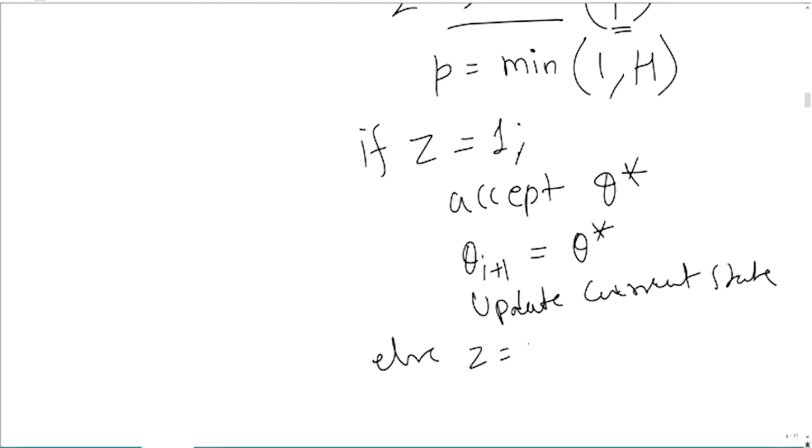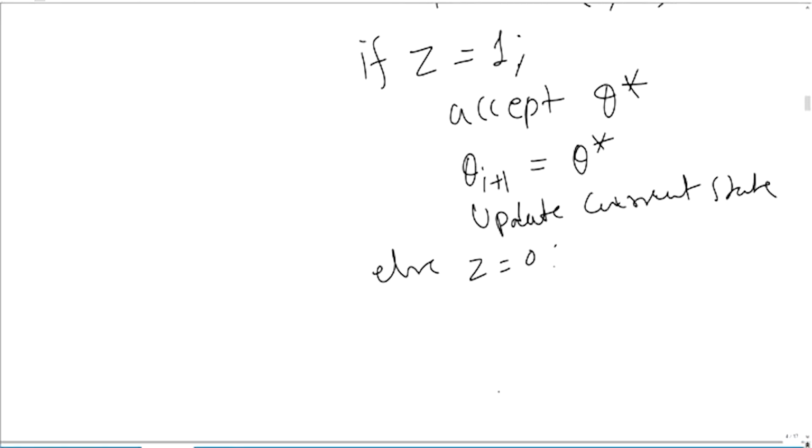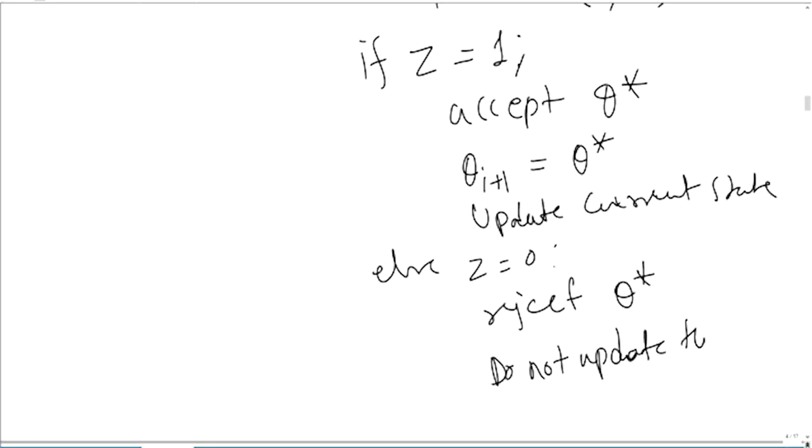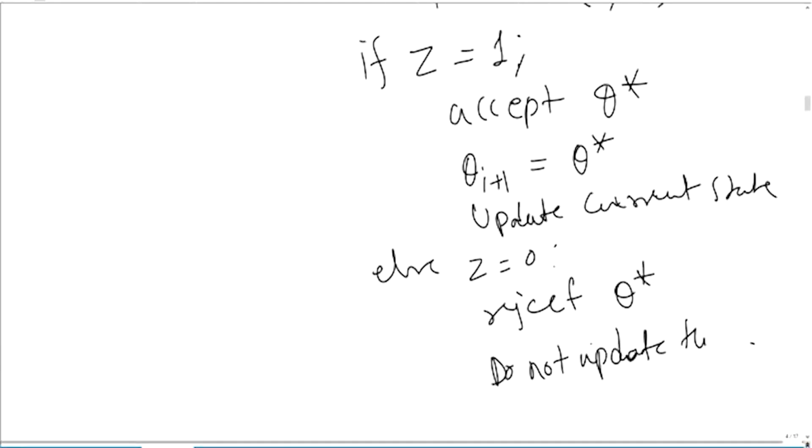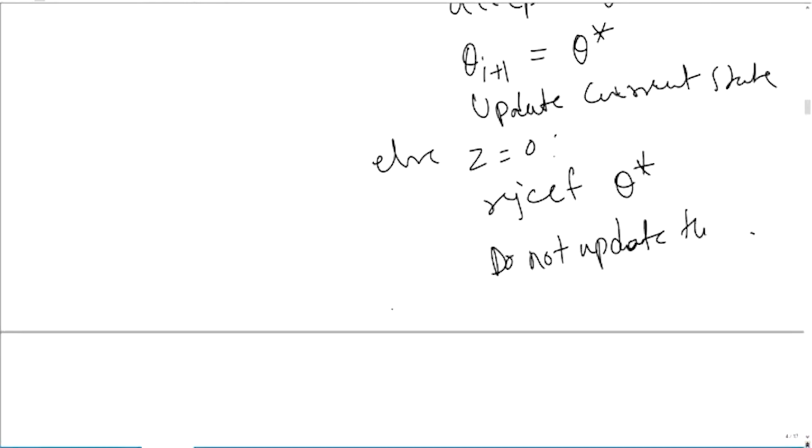Else, if z equals 0, what will you do now? You reject theta star. You can also count how many samples you have rejected. Importantly, do not update the current state of the chain. And in both these cases, you go back and repeat steps 2.1 to 2.3. So that's the algorithm.